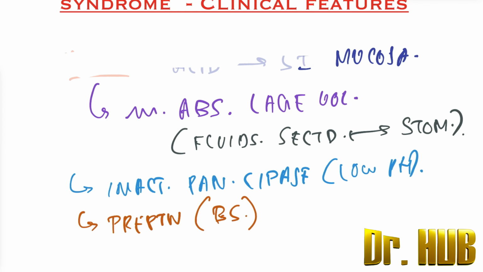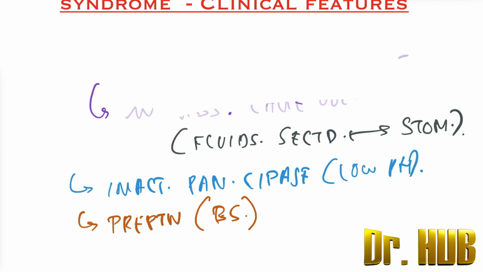So it can be due to the acid-induced injury of the small intestinal mucosa, the inability of the intestinal tract to absorb the large volumes of fluid secreted by the stomach, the inactivation of the pancreatic lipase by a low pH, as well as the precipitation of the bile salts.